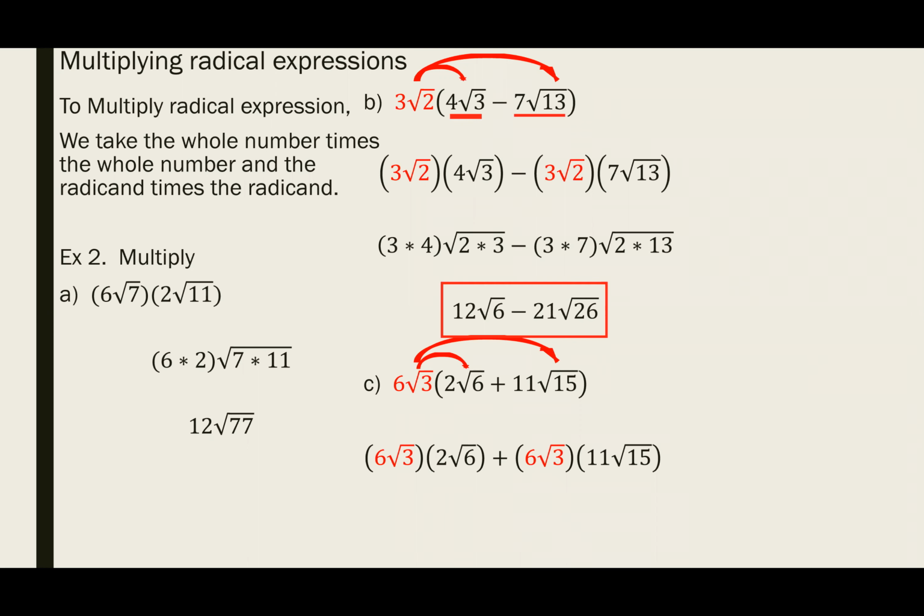And once we have this, we know that in the first item, we have 2 times 6 to give us 12 on the outside, 3 times 6 to give me 18 on the inside. 6 times 11 to give me 66, and 3 times 15 to give me 45.